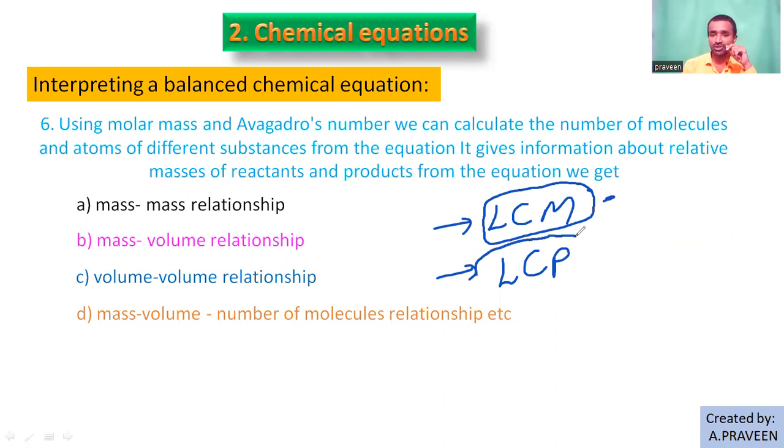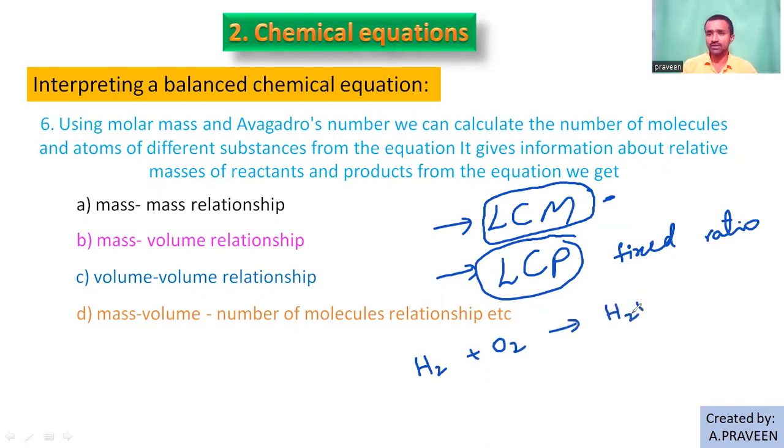Then the law of constant proportion: whatever quantity of reactants you provide, there is no importance to the quantities. Always the combination of reactants will be in a fixed ratio. For example, here hydrogen and oxygen combine and give you water. So the balanced chemical equation is this one. Look at 2 parts of hydrogen and 1 part of oxygen. So this is the ratio of reactants, 2:1.